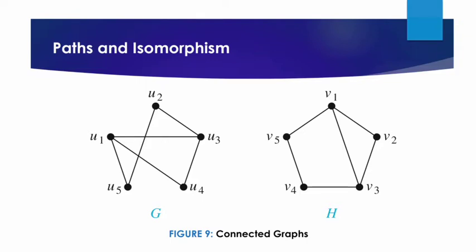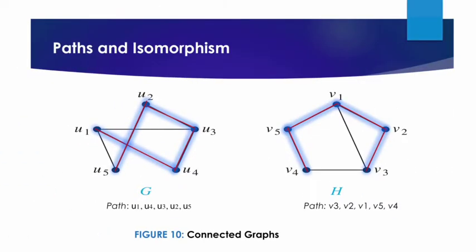Both G and H have 5 vertices and 6 edges. Both have 2 vertices of degree 3 and 3 vertices of degree 2. And both have a simple circuit of length 3, a simple circuit of length 4, and a simple circuit of length 5. Because all these isomorphic invariants agree, G and H may be isomorphic. So we need to study this case further.